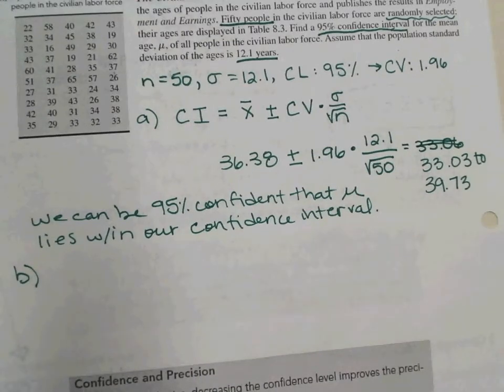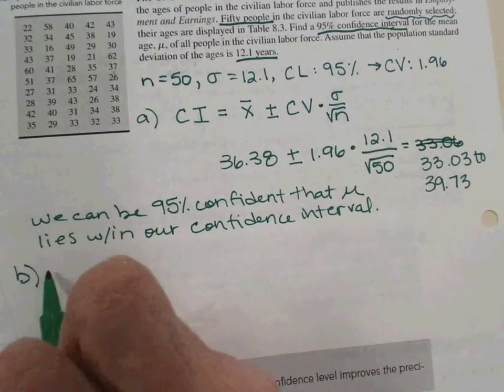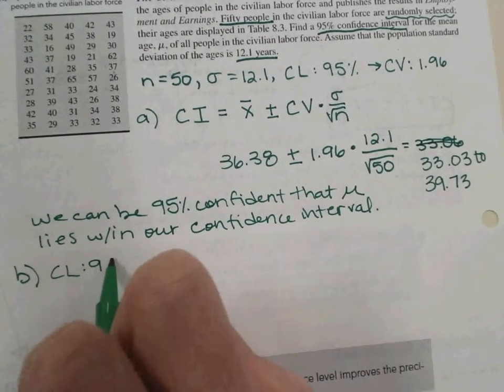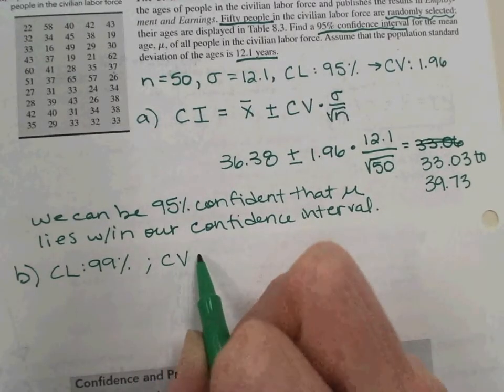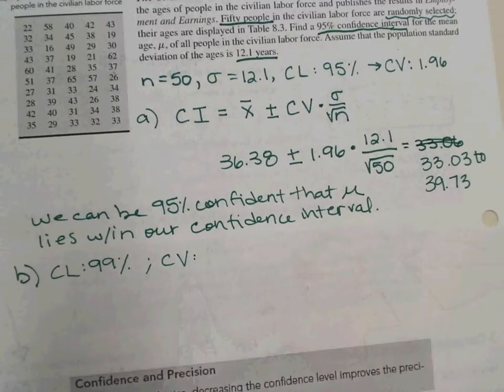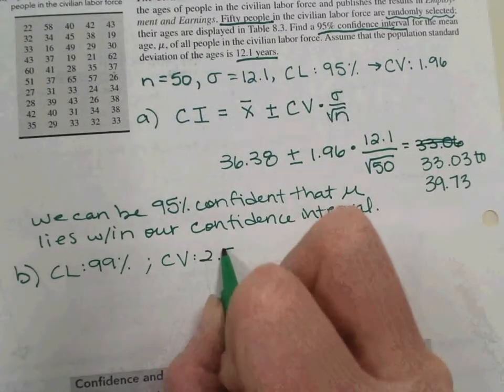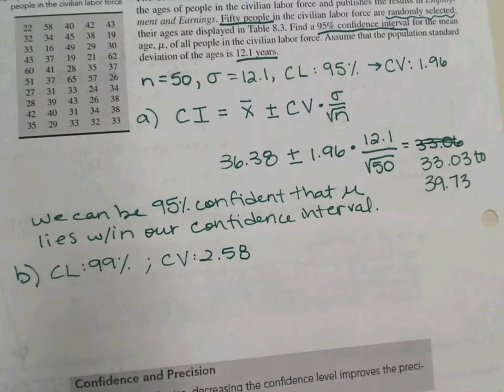Part B. Let's shoot. Do you want to go with 90% confidence or 99%? 99? Anybody feeling 90? You want to fight? Okay, 99. So we're going to go with a confidence level of 99%. So what would our critical value be? 2.58, good.